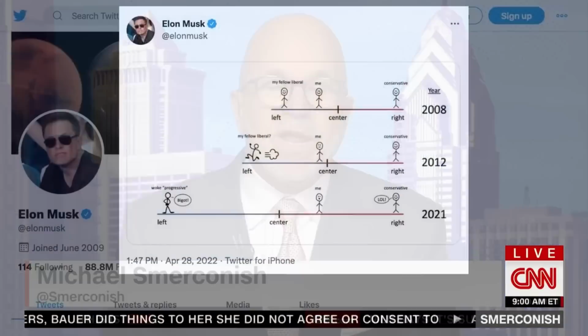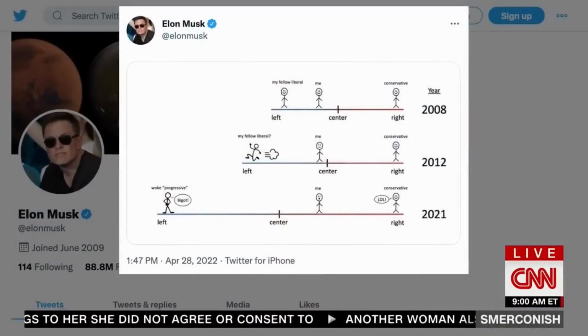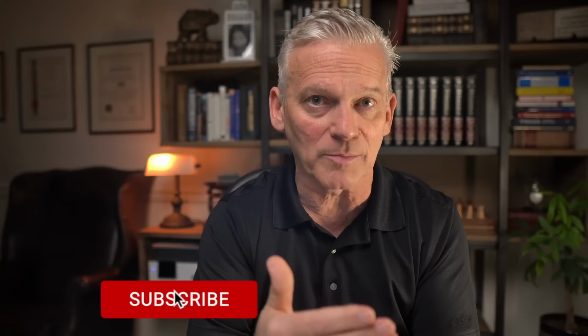Now, a typical Saturday morning for me finds me at 6 o'clock a.m. in front of my TV watching the Michael Smerconish show. And this past Saturday, he showed an illustration that was tweeted out by Elon Musk, which showed Elon's political orientation from right to left over the last 13 years. Now, Elon's tweet was obviously politically oriented, but I got this idea that this concept of the evolution or the change can also be very applicable to an investor.